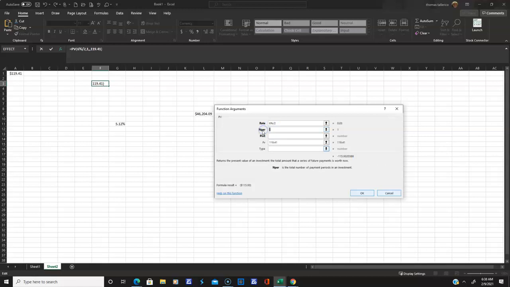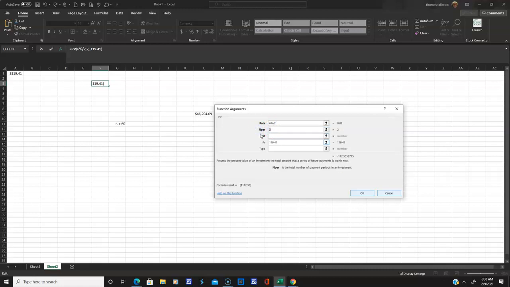Now if I put the number of periods, and I put 2, this is the total number of payment periods in an investment. So this is only going to be two payments for 1 year. This is 2 6-month periods. You see that? Because 2 is 6 months. So this is 2 6-month periods. All right.